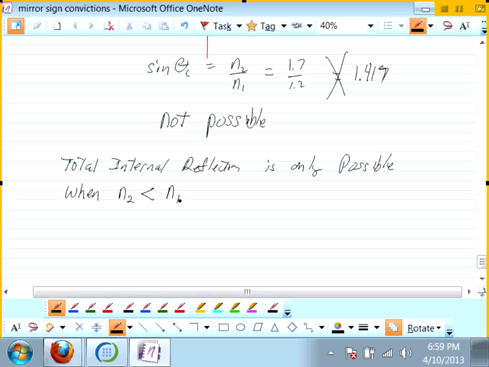Have you ever experienced total internal reflection? Andrew, how do you experience it in fiber optics? That is how they work, but do you have any experience with total internal reflection? You probably do. Walls. It's a good stretch. Okay, we have to have the second index of refraction less than the first one.